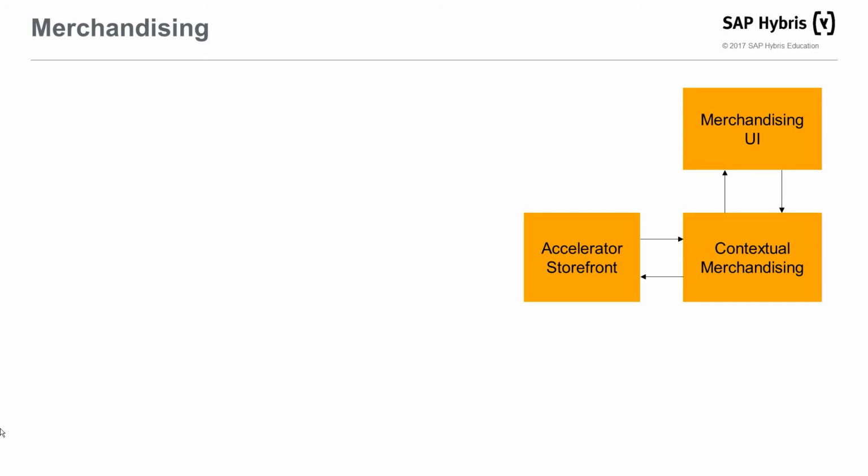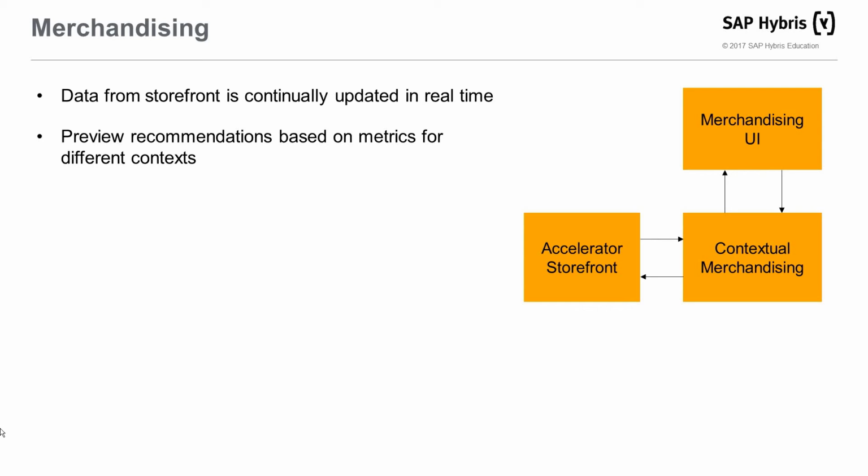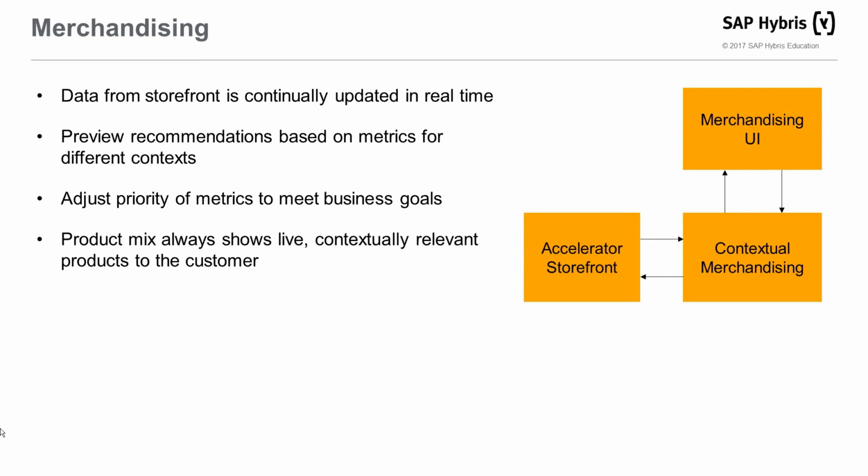On the storefront, key data such as best sellers, top converters, and trends are tracked in real time and analyzed by the system. In the merchandising UI, merchandisers can preview recommendations based on different metrics and contexts. Based on their results, merchandisers can adjust priorities to meet business goals, as well as mix in individually promoted products. As the right context appears on the storefront, customers are then given up-to-date recommendations.